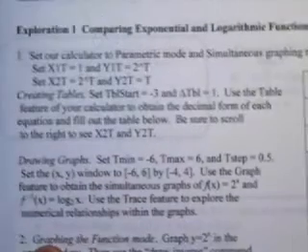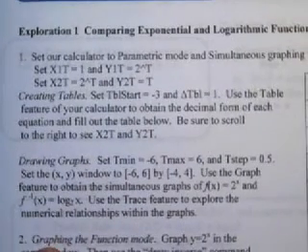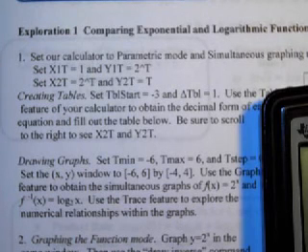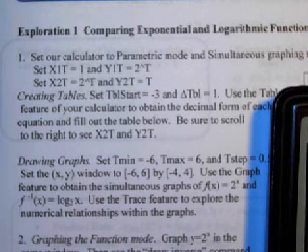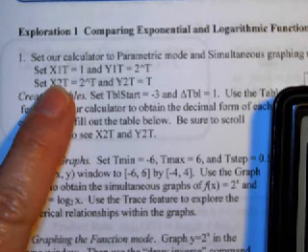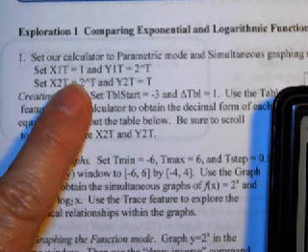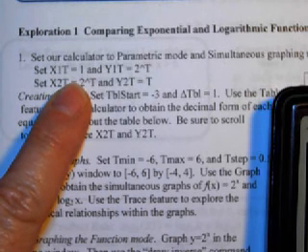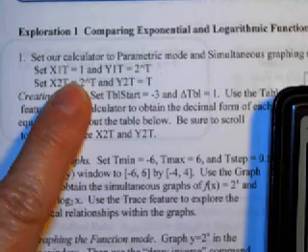And it says, now I can't get this all in one screen, so I'm going to have to be moving it around some. It says set your calculator to parametric mode. So we're going to go to mode, set it in par. It also says to set it in simultaneous graphing, so we'll set it in simultaneous mode. Then we will go to y equals. And we have x1t is, and that should be a t. That was a typo, so that should be a t.